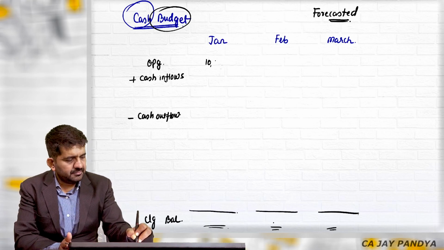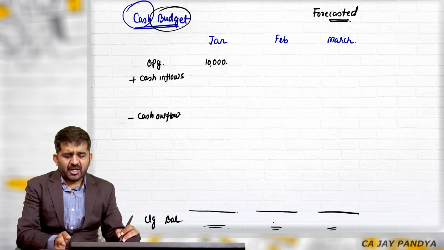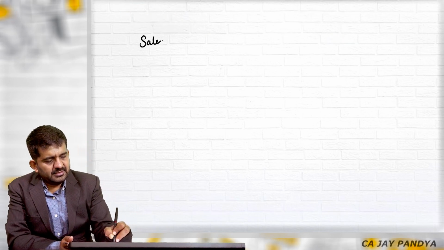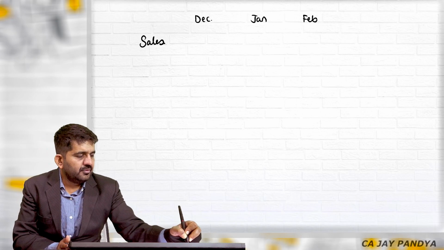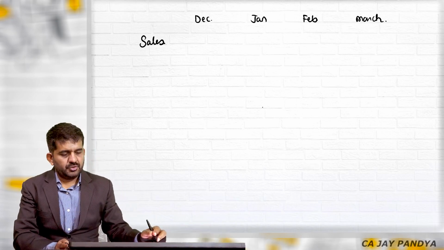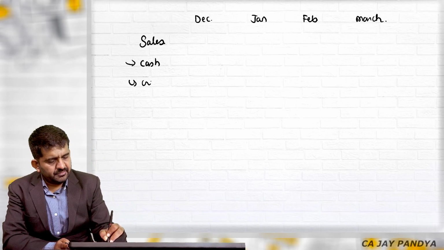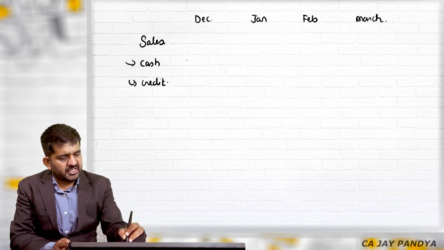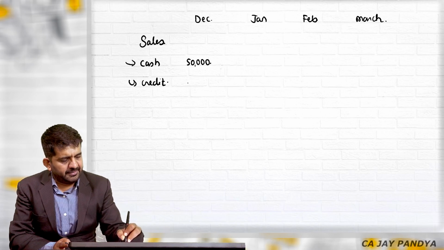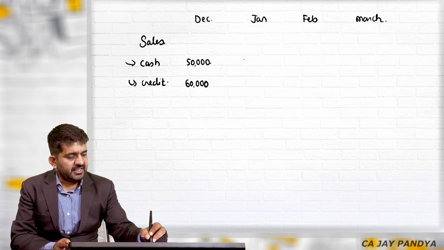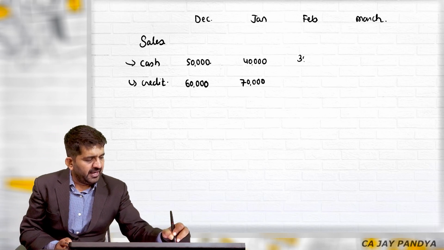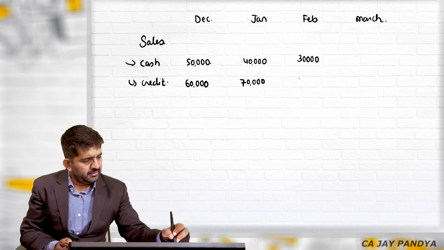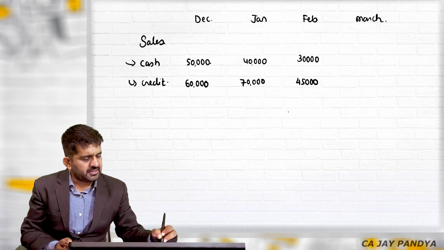In Jan, say my opening balance is 10,000 rupees. What are cash inflows? Sales. See my sales in December, Jan, Feb and March. There are two types of sales in my business: cash and credit. Cash sales in December are 50,000. Credit sales in December, 60,000. Cash sales in Jan, 40,000. Credit again, 70,000. In Feb, cash sales are 30,000, and credit sales in Feb are 45,000.